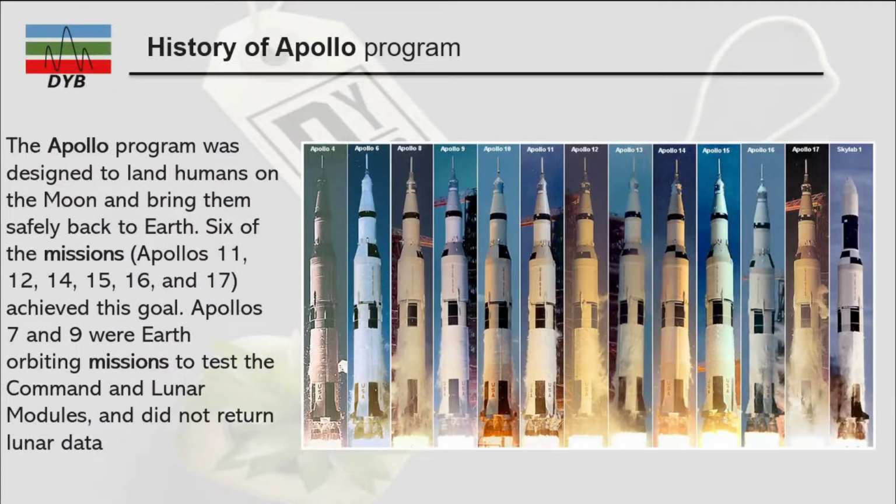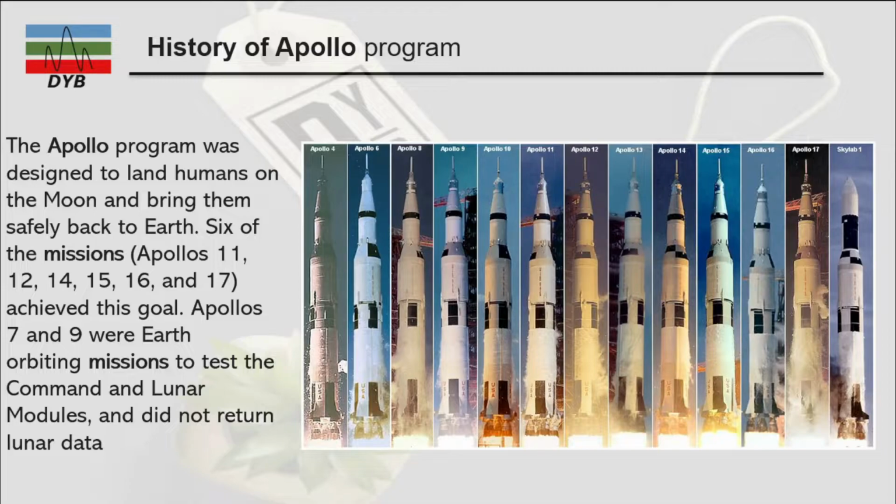So let's look at the history of the Apollo program. The Apollo program was designed to land humans on the moon and bring them safely back to the Earth. There were 6 such missions to date: Apollo 11, 12, 14, 15, 16 and 17. These were the missions planned for sending humans to the moon's surface. Obviously, before that they had some uncrewed missions, I mean there was no human being involved.